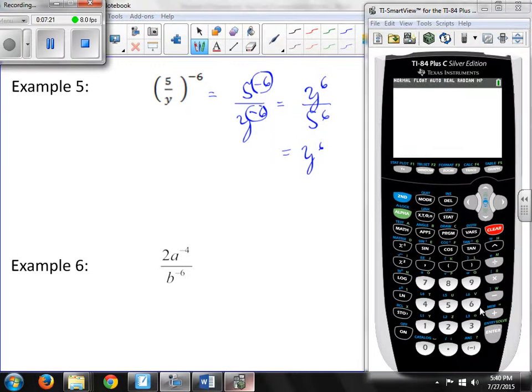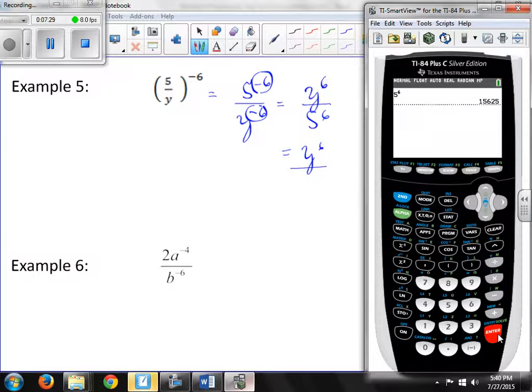And with my calculator, I will put in 5 raised to the 6th. And that gives me 15,625. 15,625 would be the final answer on that one. We like to simplify. If we've got a number raised to a power, we always like to simplify that.